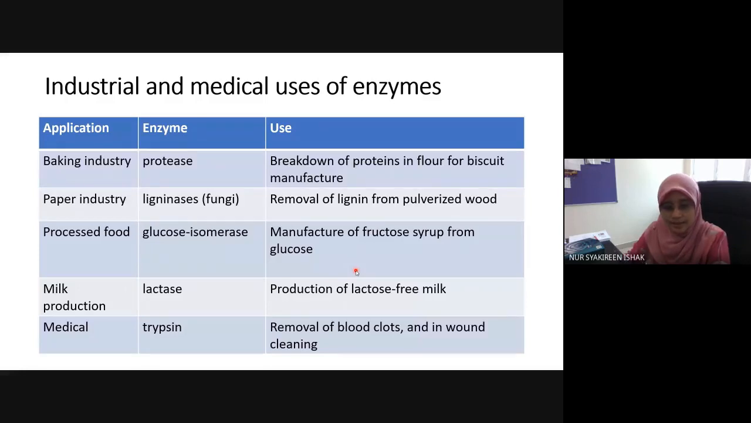And then milk production. So you have the enzyme lactase, for production of lactose-free milk. Ini untuk orang-orang yang allergic dengan lactose pada susu. So the enzyme lactase will break down lactose jadi dia punya monomer, which is glucose and galactose. So sekarang ni susu tu hanya akan ada glucose and galactose je. So for lactose free milk ni, dia akan jadi lebih manis, sebab dia ada glucose and galactose sahaja. No lactose. And then medical, trypsin, removal of blood clots and in wound cleaning.